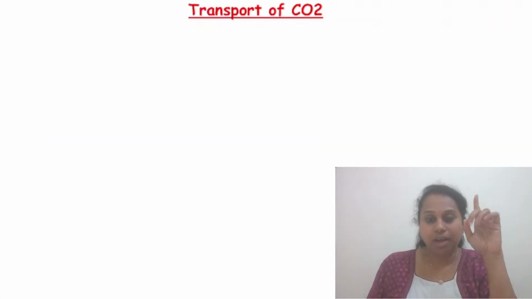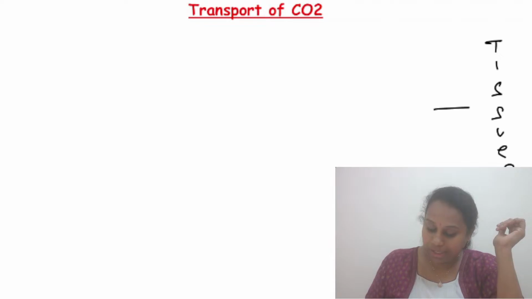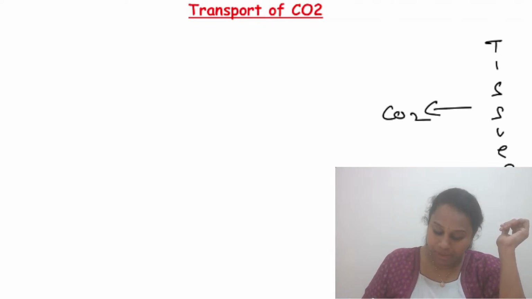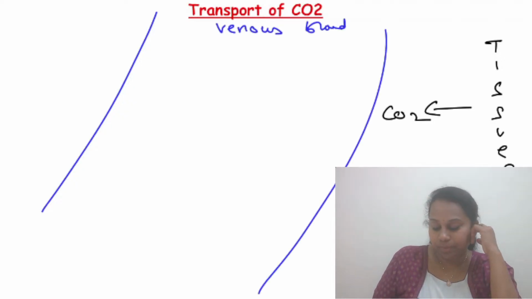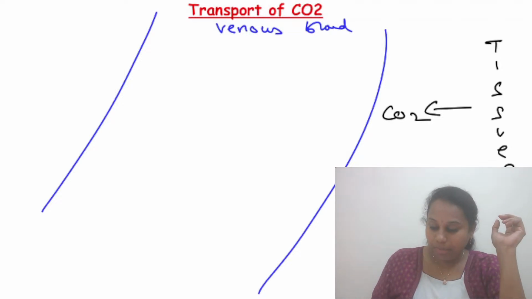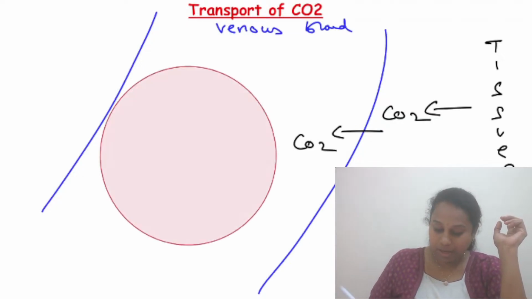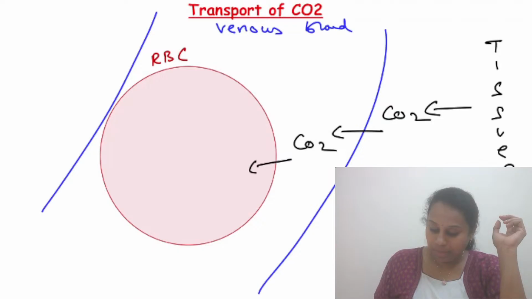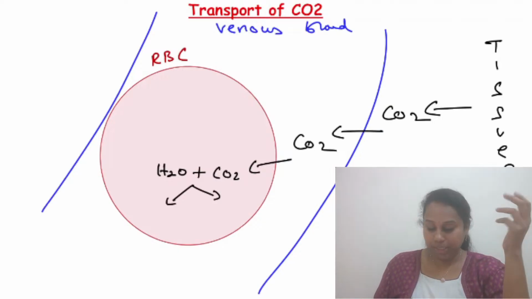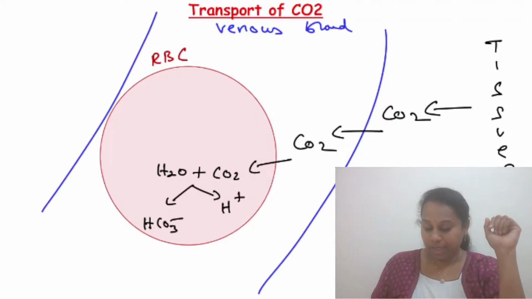What about the transport of carbon dioxide? Tissues release carbon dioxide into the venous blood. What is the fate of this carbon dioxide? On entering the venous blood, it enters the red blood cells of the venous blood. And this carbon dioxide combines with water to form carbonic acid, which will split into H plus and bicarbonate. What is the fate of this bicarbonate?